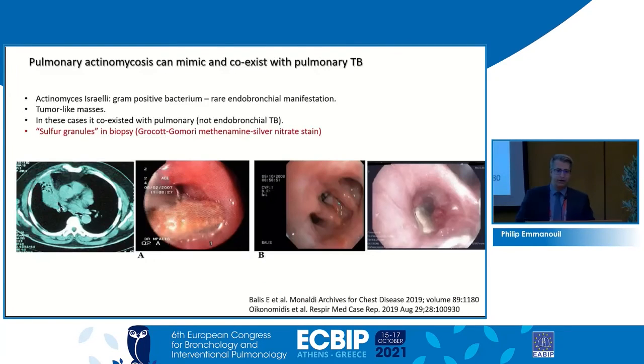These are 2 Greek cases where pulmonary tuberculosis coincided with actinomycosis. Actinomyces is a gram-positive bacterium, and of course it is not a very common endobronchial manifestation, but we had at least 2 cases published here in Greece where we have actinomyces along with pulmonary tuberculosis. In both these cases, we had these whitish exophytic lesions which were actinomyces, and of course the positive Ziehl-Neelsen.